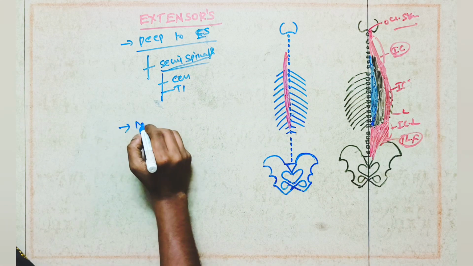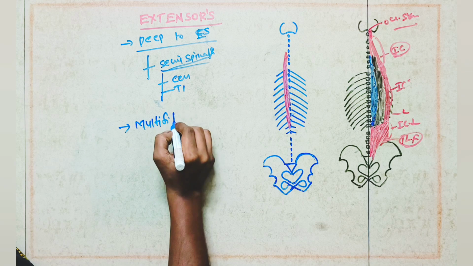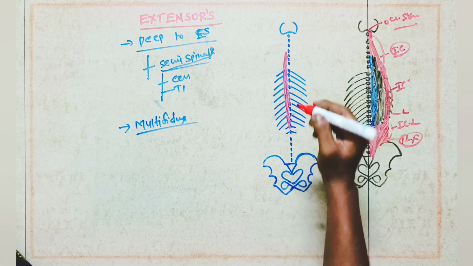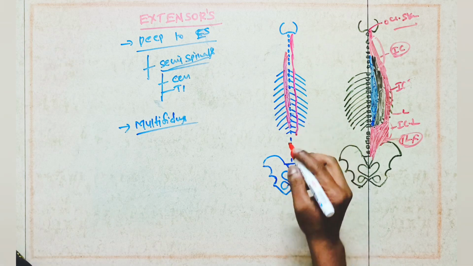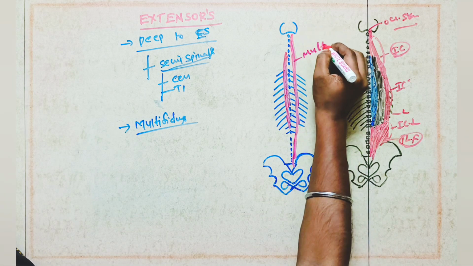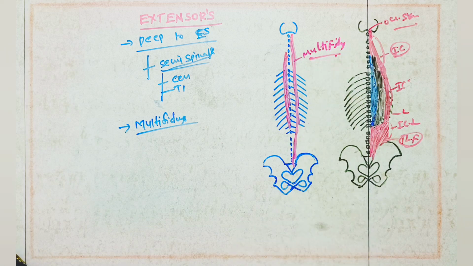And one more muscle is there that is very important, multifidus. Multifidus is also a very important muscle. This muscle also has connections from the cervical region to the sacrum. So these are the muscles.